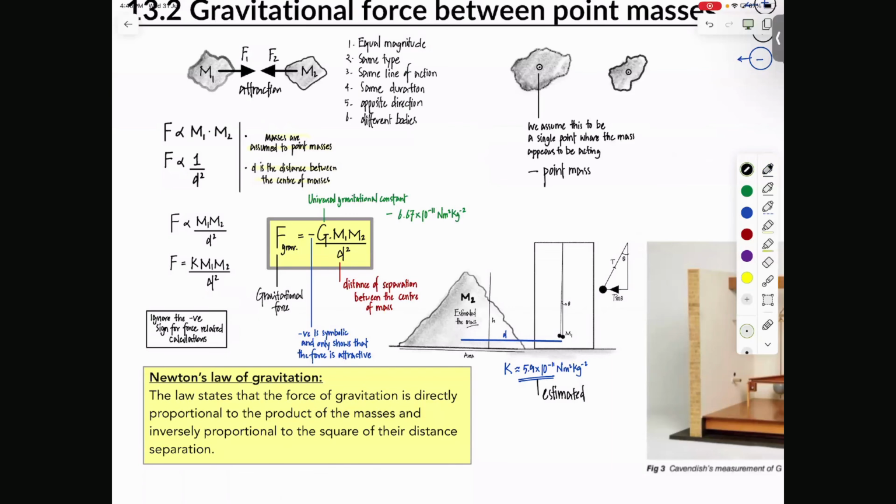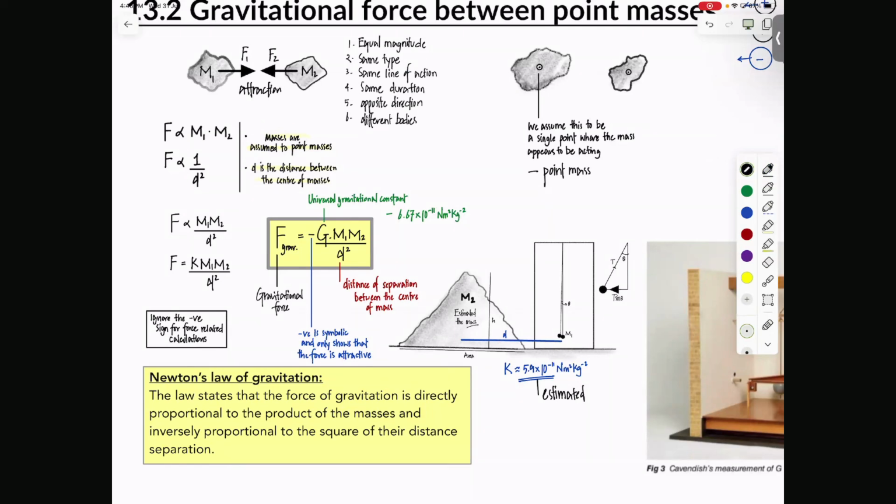Okay. For our A levels, we make some assumptions. We assume the masses to be what masses? Point masses. So if it's a chair or a table or whatever the shape is, we just assume the center of mass to be where the force is acting. And that's about it. That's exactly what it is.